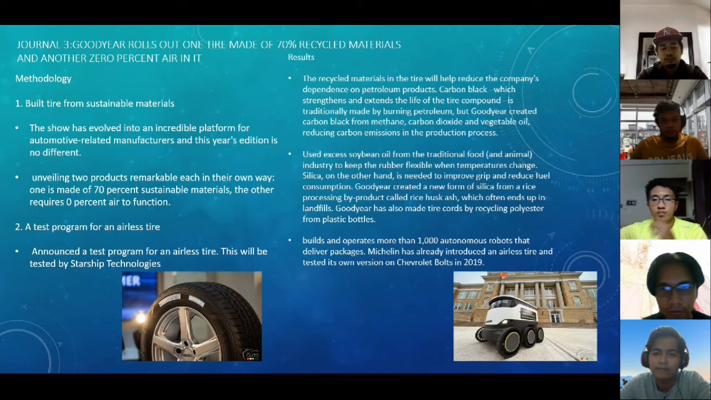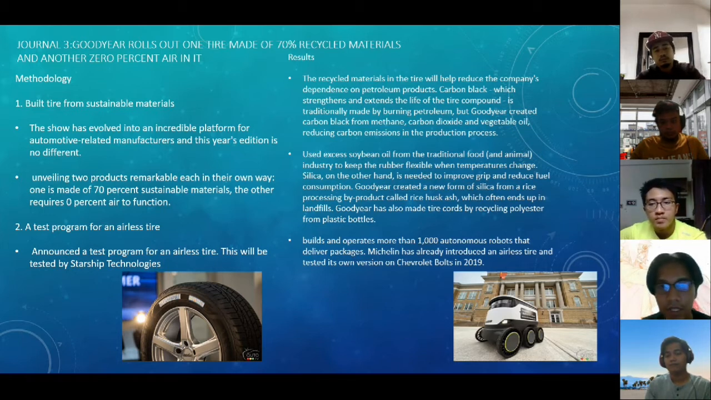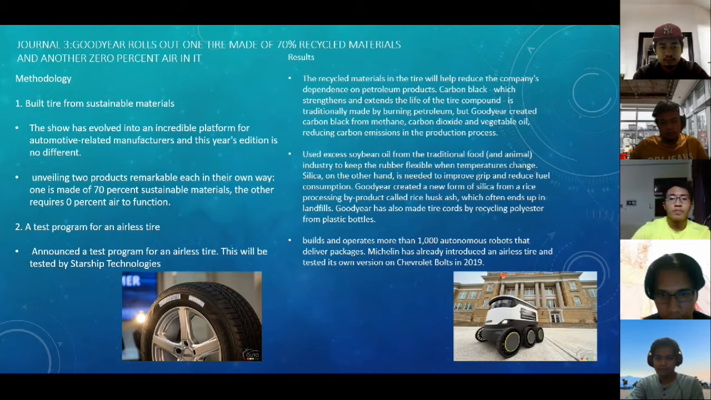Goodyear created a new form of silica from a rice processing byproduct called rice husk ash, which often ends up in landfill. Goodyear has also made tire cords by recycling polyester from plastic bottles. Starship operates more than 1,000 autonomous robots that deliver packages. Michelin has already introduced an airless tire and tested its own version on Chevrolet Bolts in 2019.